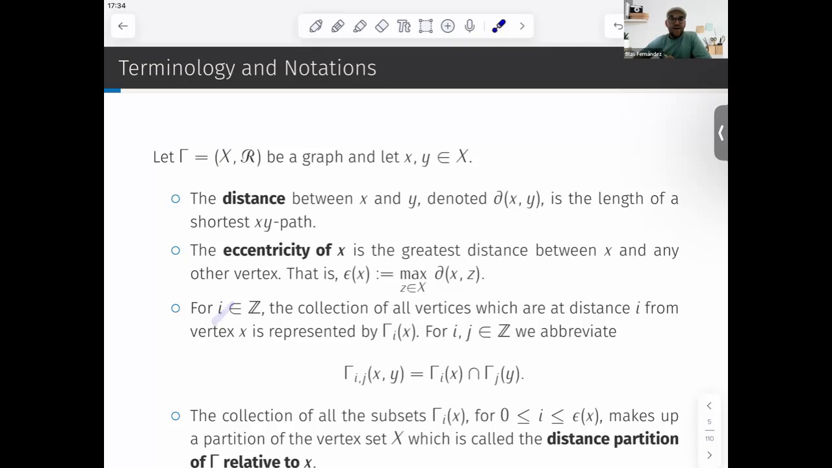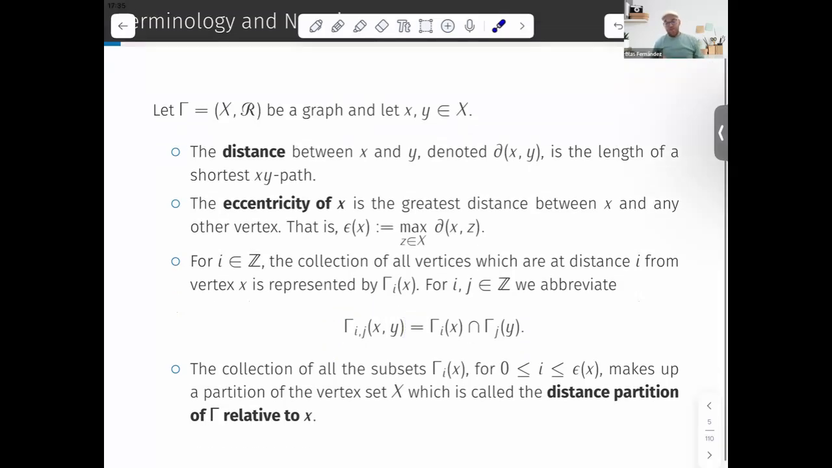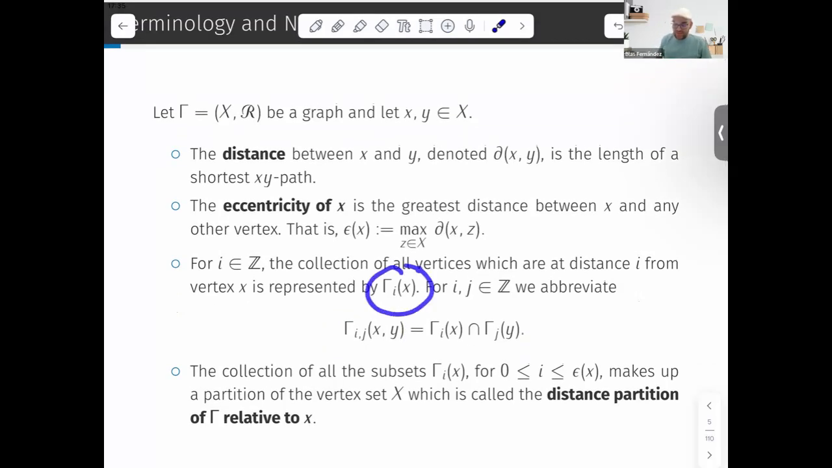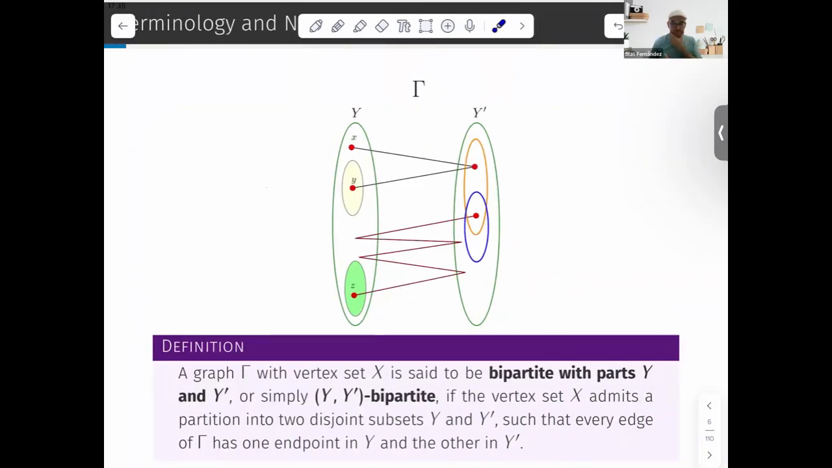For every integer i, we also consider the set of all vertices which are at distance i from x, and this is the set gamma i of x. Given two of these sets, gamma i of x and gamma j of y, the intersection of all vertices which are at distance i from x and j from y is denoted like this. We observe that the collection of all these sets, gamma i of x, is a partition of the vertex set that we call the distance partition relative to our fixed vertex x.